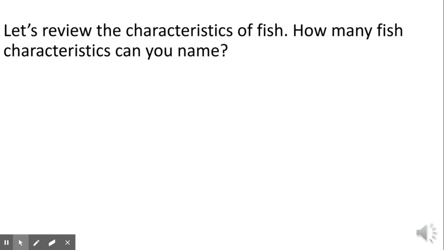Let's review the characteristics of fish. How many fish characteristics can you name? Great job. Now I'm going to read you some riddles of sea creatures. See if you can identify which ones are fish and which ones are not.